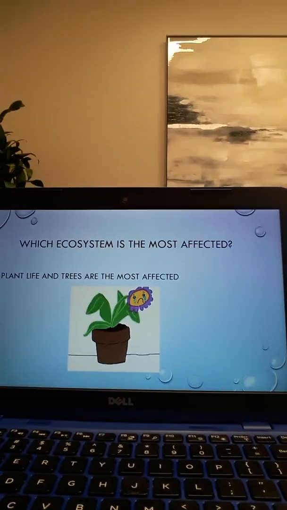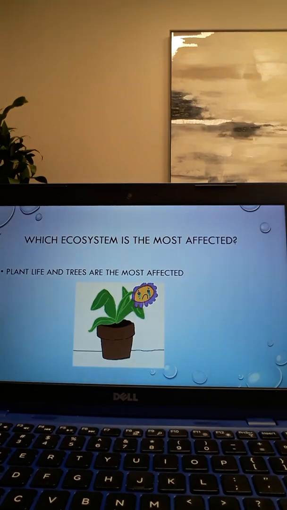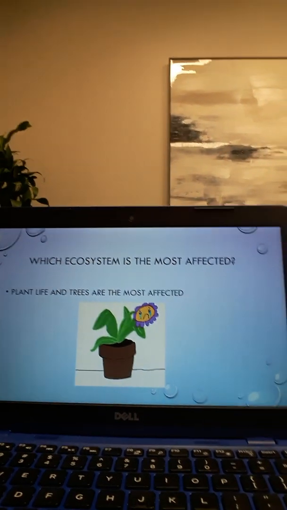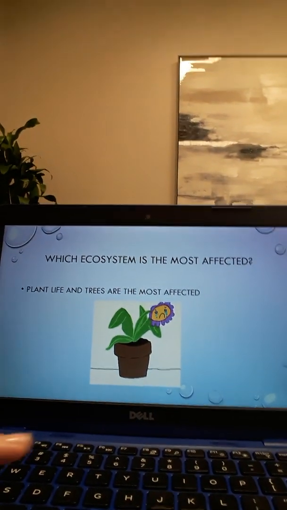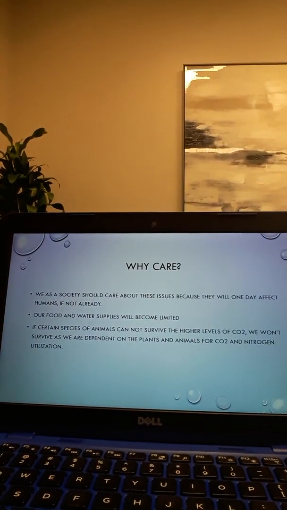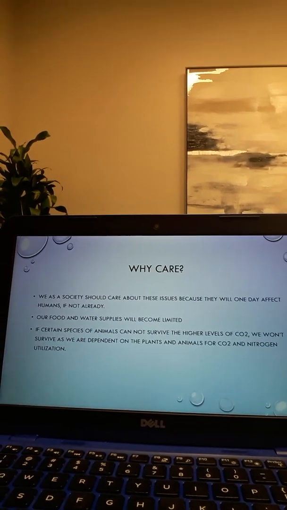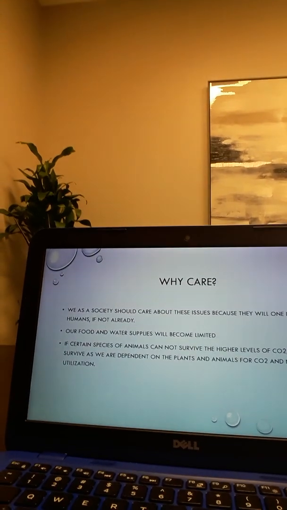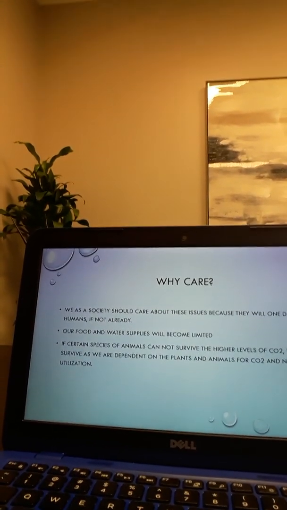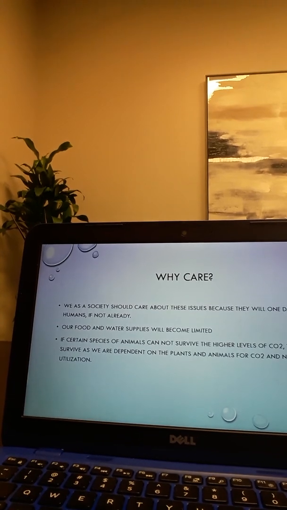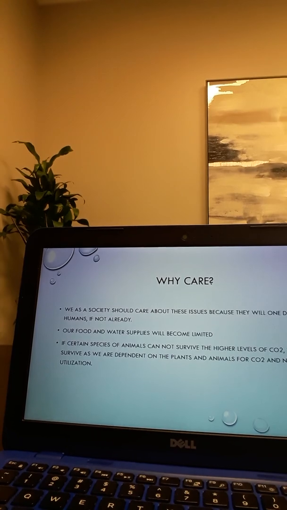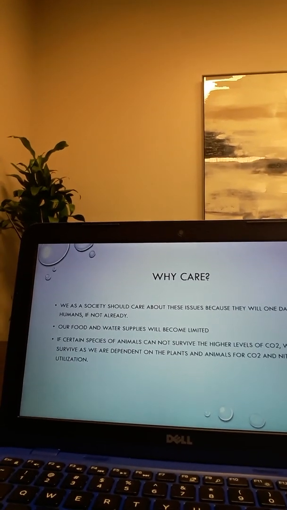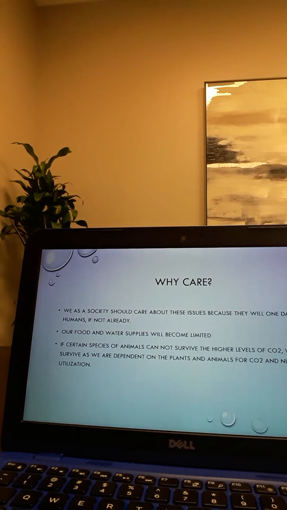So, which ecosystem is the most affected? It's going to be plant life and trees that are the most affected. And as you can see, my little sad flower there. And so when we talk about these problems with carbon emissions, why should we care? Well, as a society, we should care about these issues because they will one day affect humans if they're not already affecting us in ways we don't even know about. Our food and water supplies will become limited. And if certain species of animals cannot survive the higher levels of CO2, we won't survive as we are dependent on these plants and animals for CO2 and nitrogen utilization.